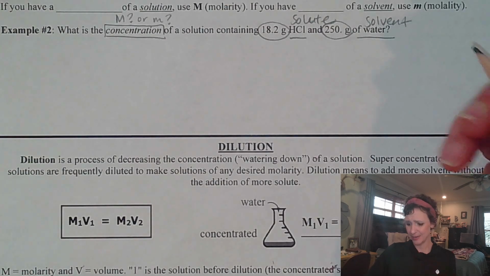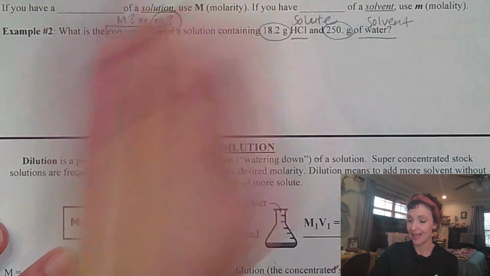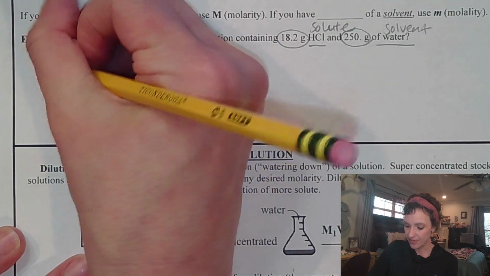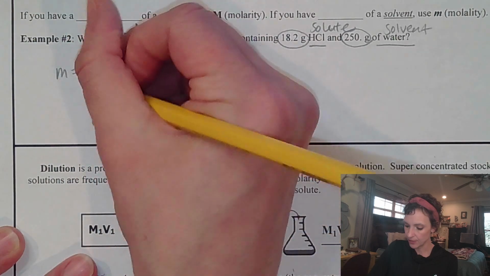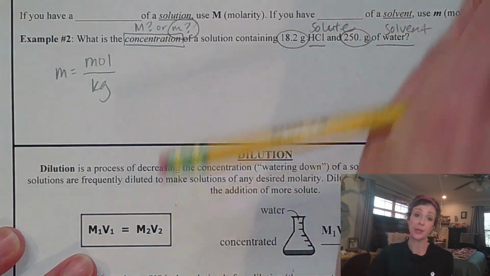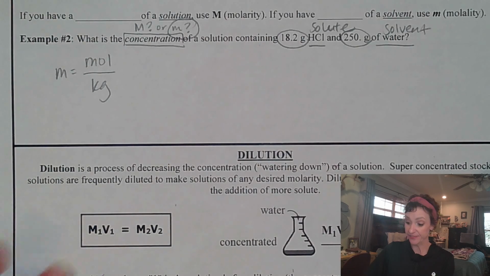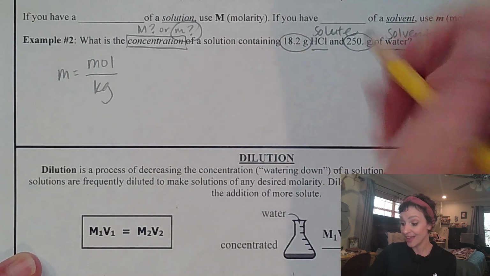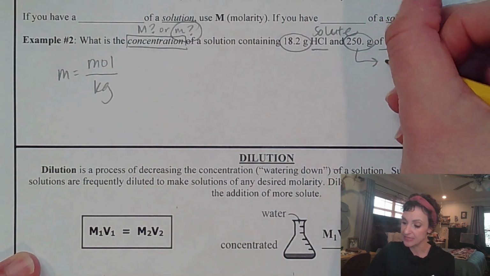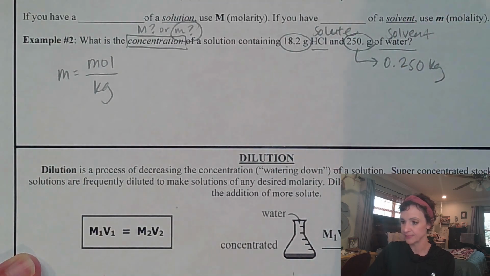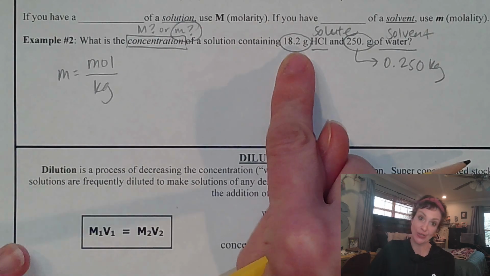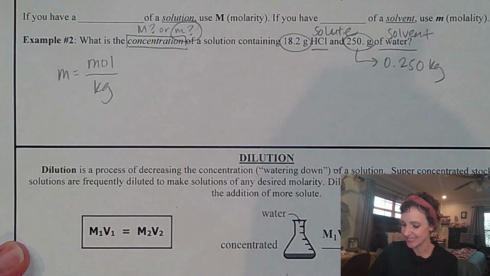So what we do with these numbers, since we know I'm solving for molality now, I know the equation for molality is moles over kilograms. I've got to manipulate both of these grams measurements to figure out how to get them into this equation. The solvent, I just have to convert to kilograms by moving the decimal. So that is 0.250 kilograms. This one, I've got to convert using the molar mass of hydrochloric acid, right?